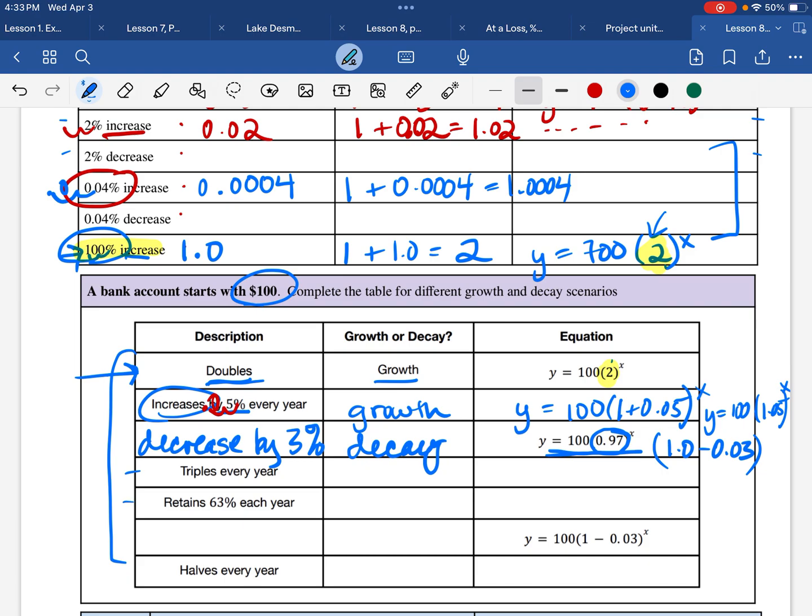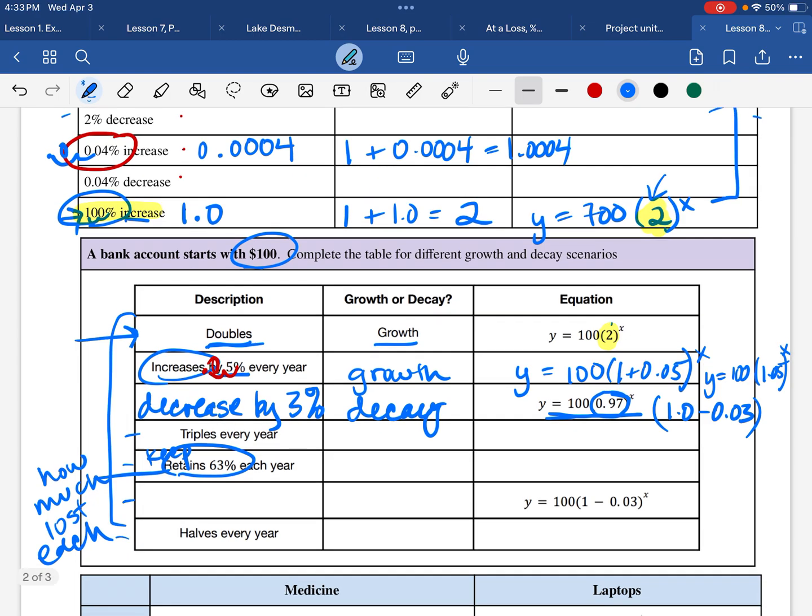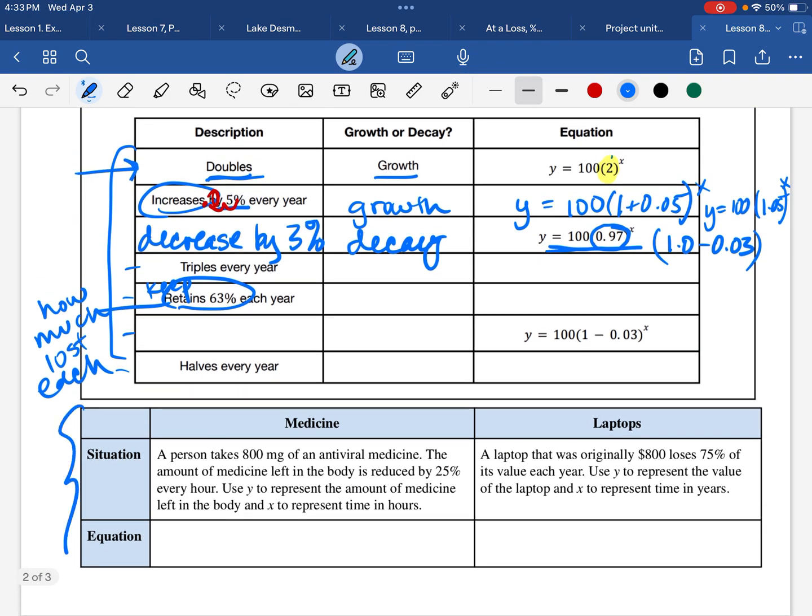Okay, so you're going to try these ones. This one's a little tricky. Retains 63% each year. So if it retains, that means it keeps 63% each year. How much does it lose? How much is lost each year? So you're going to have to think of percentages. This last one here, these are actually part of the "At a Loss" worksheet that we did in class. So you could do that worksheet and then fill in the equations here and here.